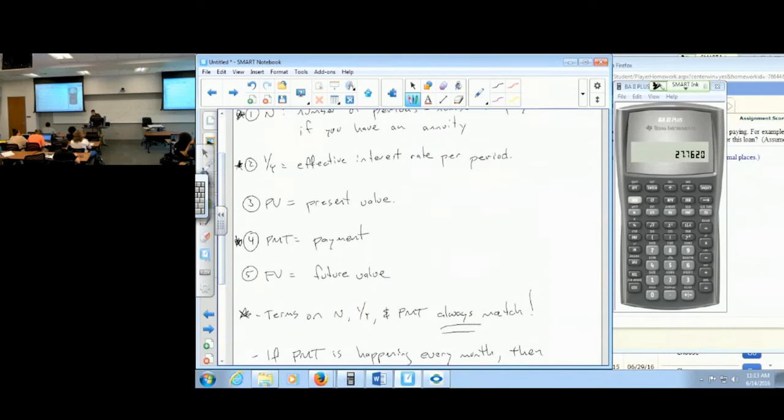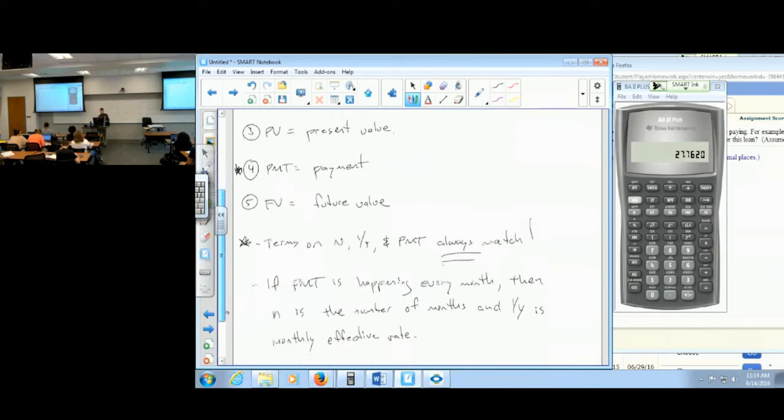If you've used these calculators before, there's a way to set your payments per year, so you don't have to adjust I/Y. That introduces way more problems than it solves. So we're not going to use that. If you don't know what I'm talking about, then don't worry about it. If you do, just know that I'm going to keep P/Y set to 1. That's the way we're going to use the calculator.